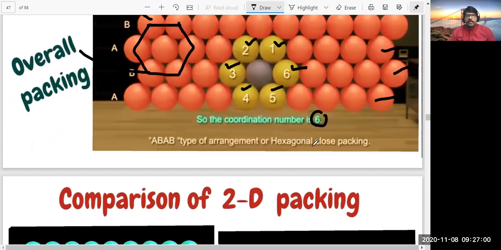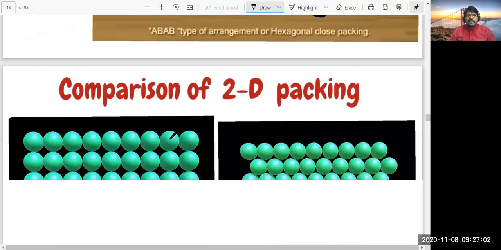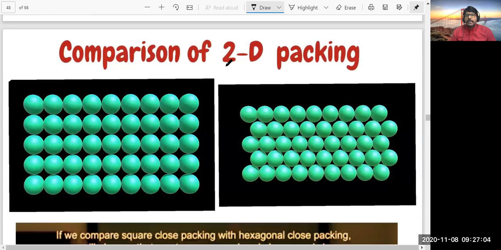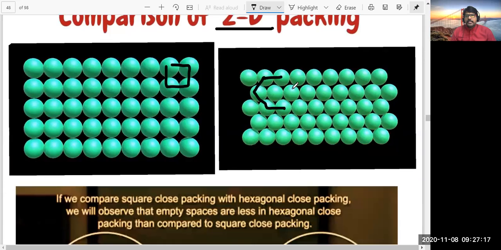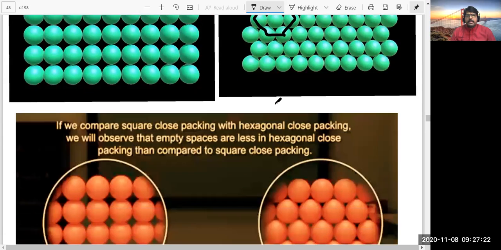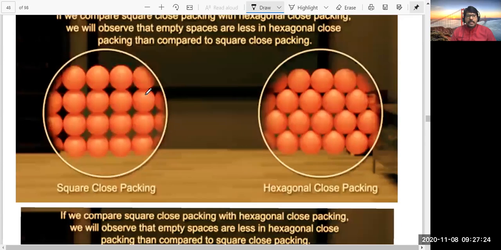And before ending this video, let us compare. So comparison of 2D packing. This is square close packing. This is hexagonal close packing. If you want, you can see the unit cell here and here. This is the unit cell. One is square close packing and another one is hexagonal close packing. If you compare, it is very clear, here the void size and number of voids. So void size particularly, if you take, this is square close packing and this is hexagonal close packing.